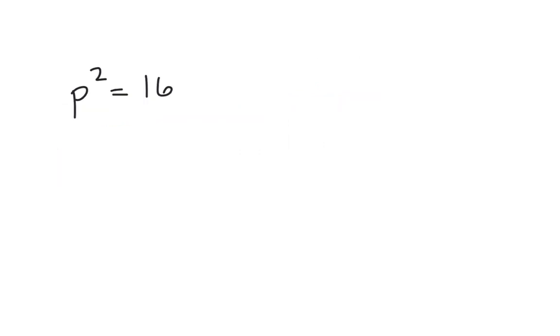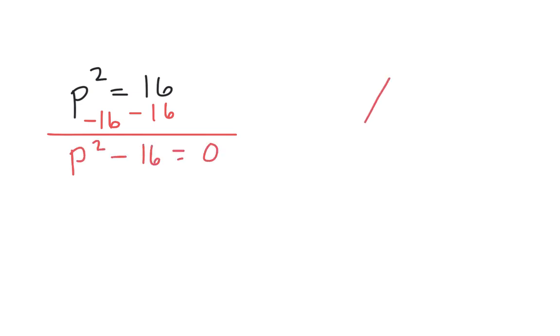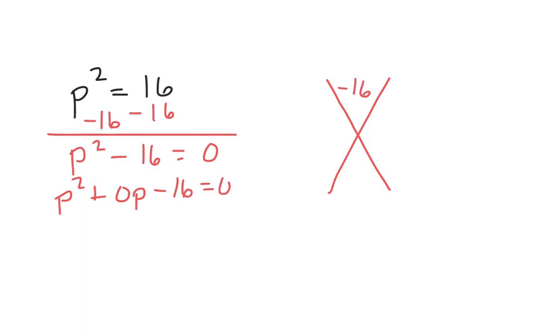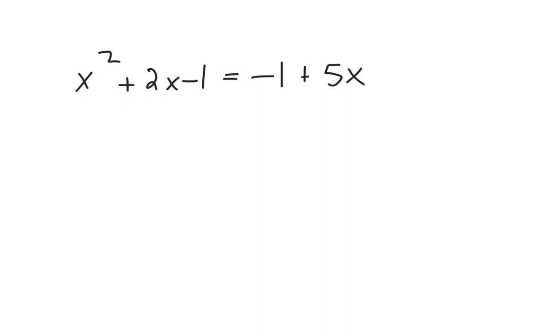Same thing on this one, right? I need to get it equal to 0. I'm going to subtract 16 from both sides. There is no like term to subtract from, so this one becomes p squared minus 16 equals 0. And if we're trying to factor that, you might recognize that as the difference of two squares, or if we're trying to follow the x pattern, that would be p squared plus 0p minus 16 equals 0. So in this case, we have a minus 16 up here, 0 here, looking for two factors of negative 16 that add to 0.